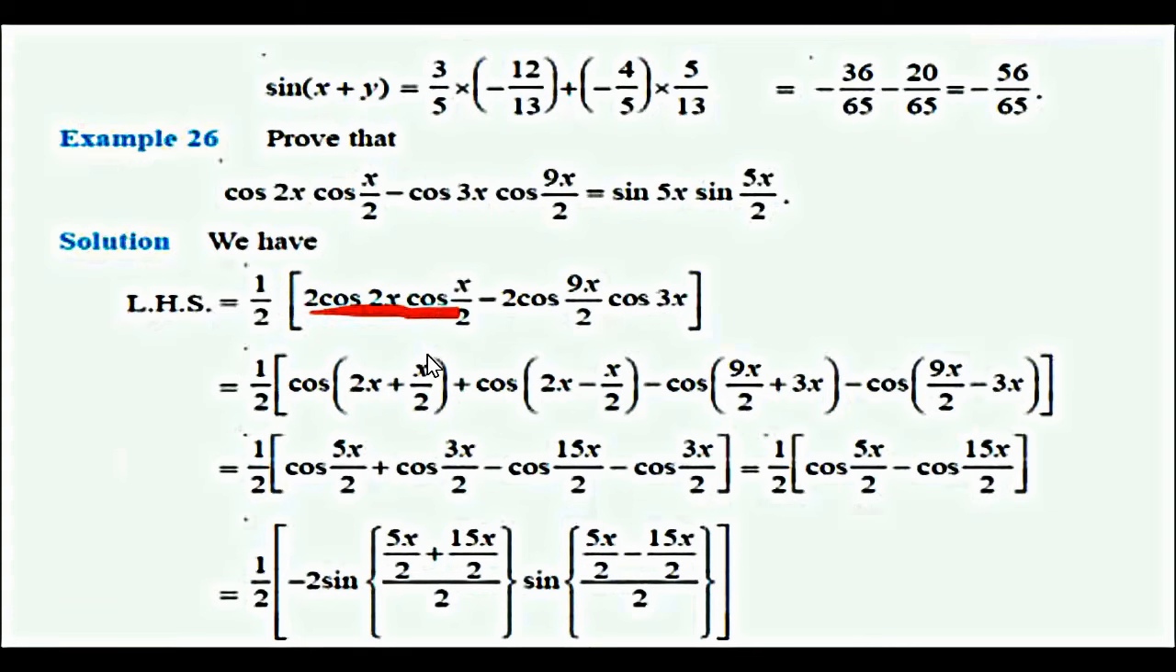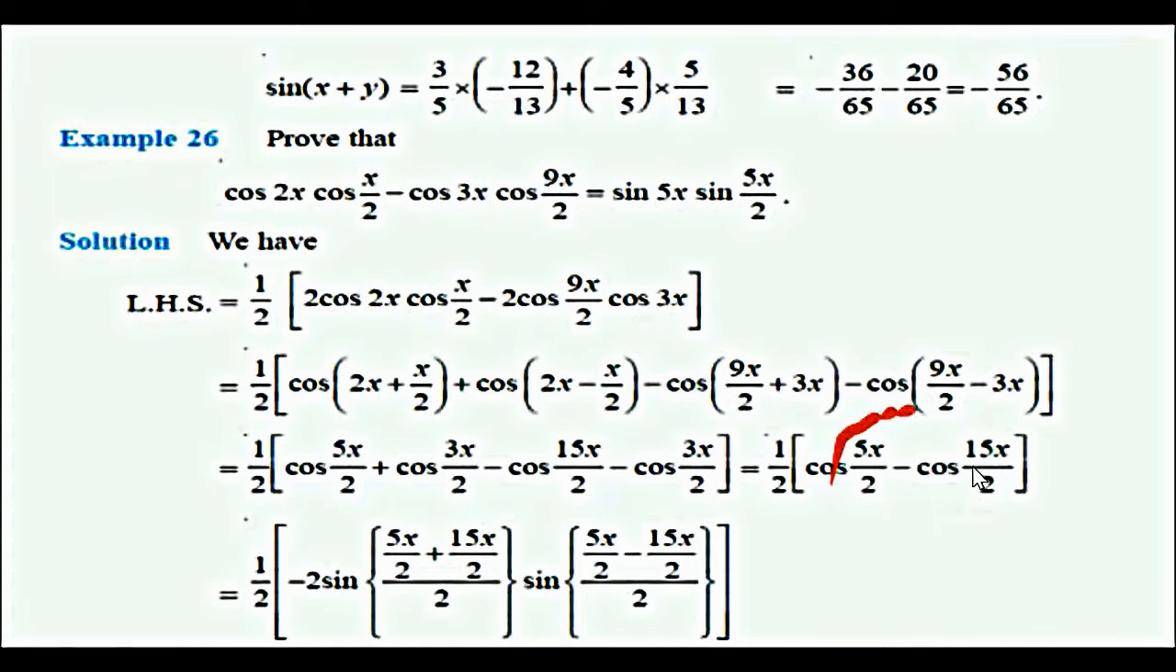Now just expand this. You know 2 cos a cos b is cos a plus b plus cos a minus b. What about this? This is cos a plus b. This is cos a minus b. Minus sign is because of the minus here. So this is 5x by 2, 3x by 2, 15x by 2, and 3x by 2. 3x by 2 and 3x by 2 are going to get cancelled. We are only left with cos 5x by 2 minus cos 15x by 2.